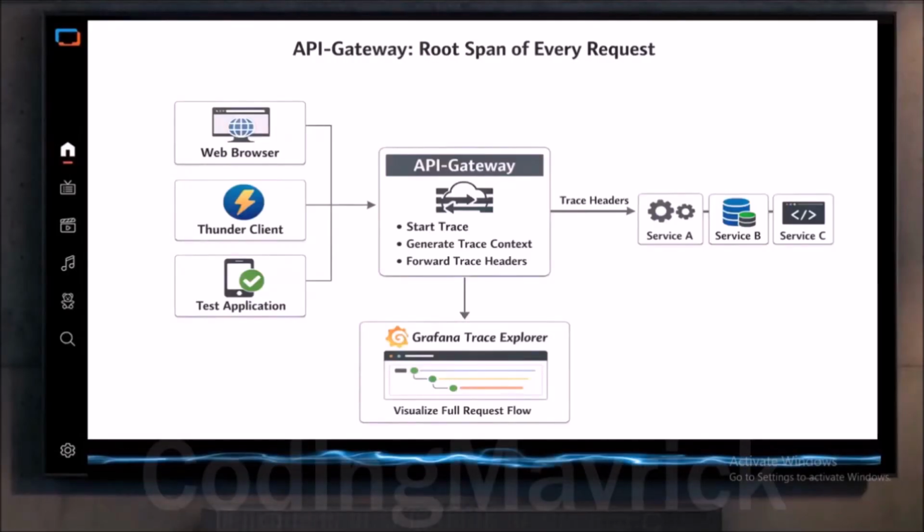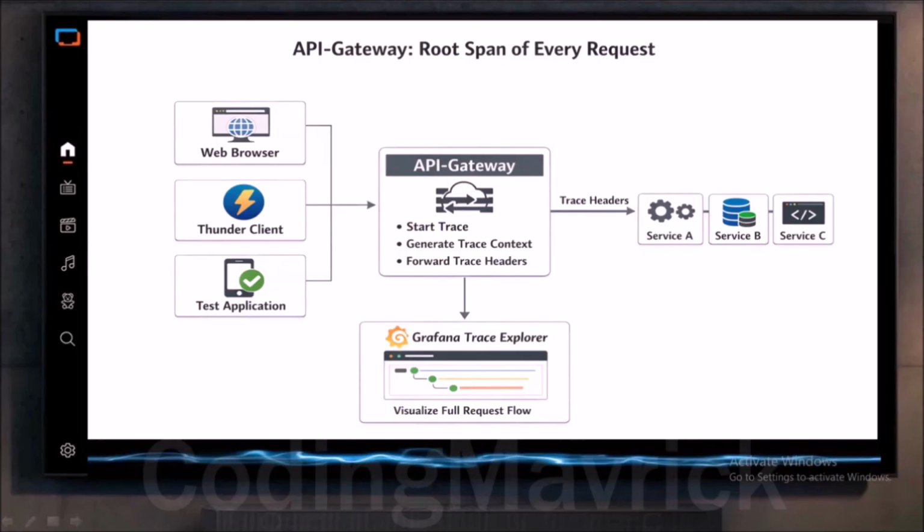In this whole observability project, API Gateway plays a critical role. Every client request, whether coming from a browser, Thunder Client, or test application, first lands on the gateway. It is the very first hop in the request journey. The gateway is responsible for starting the trace.